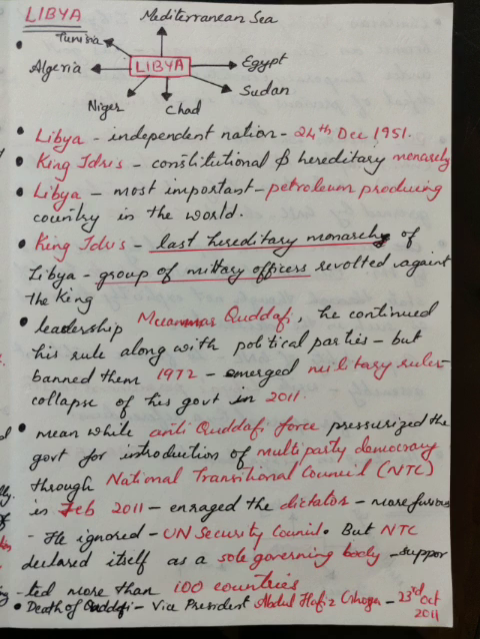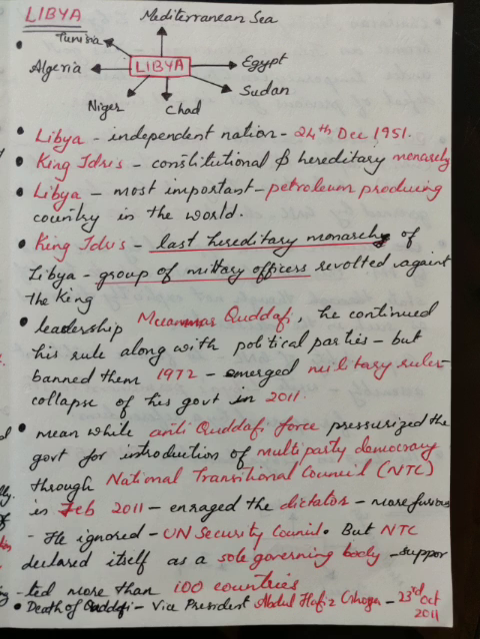In September 1969, King Idris was in Turkey for medical treatment. He was deposed in a coup d'etat by a group of Libyan army officers under the leadership of Muammar Gaddafi. Gaddafi continued his rule along with political parties but banned them in 1972 and emerged as a military rule till the collapse of Gaddafi's government in 2011. In the meanwhile, there were anti-Gaddafi forces. Anti-Gaddafi means in Libya there were some few people who were opposed to Gaddafi's rule.